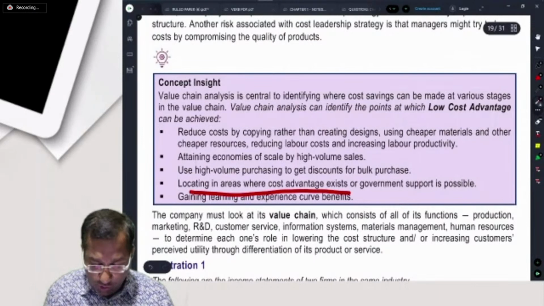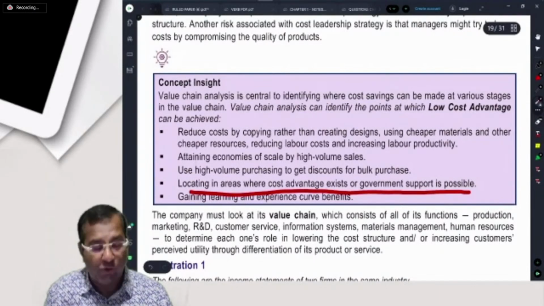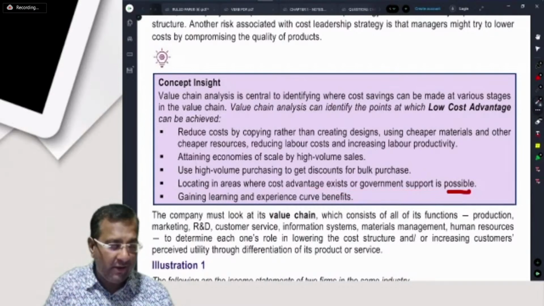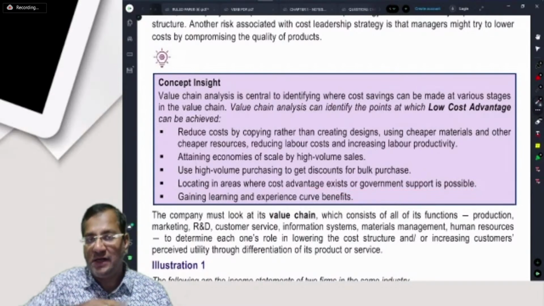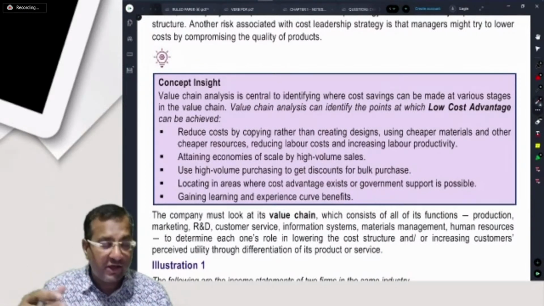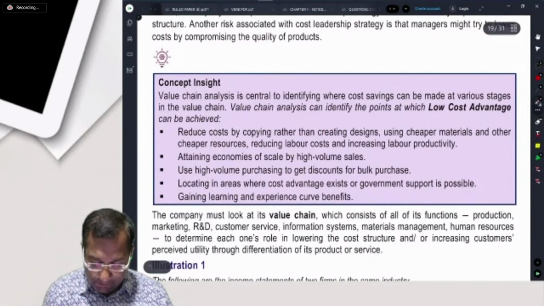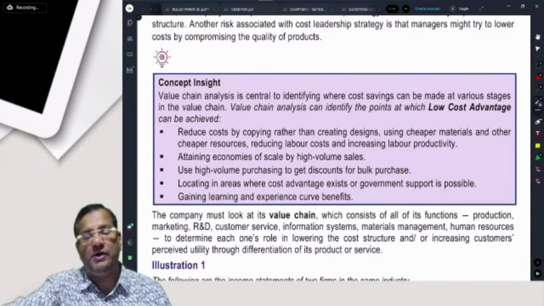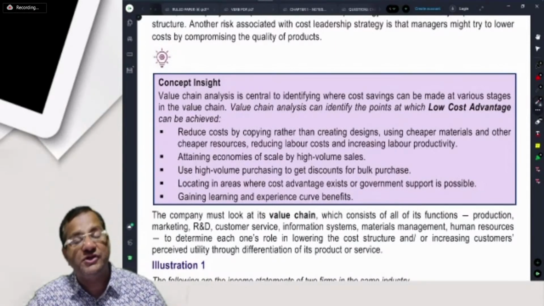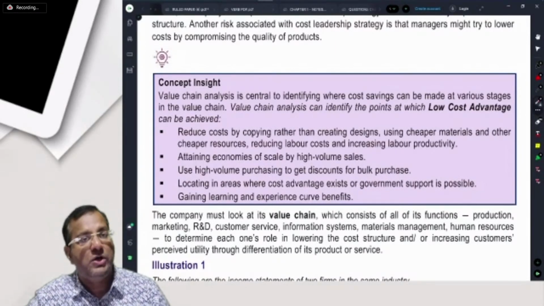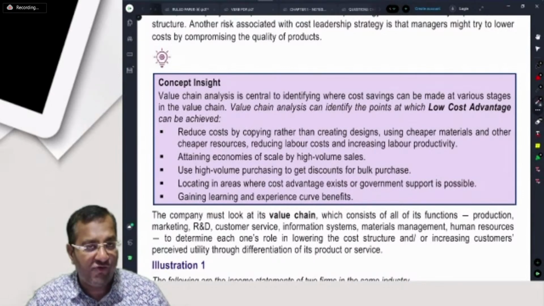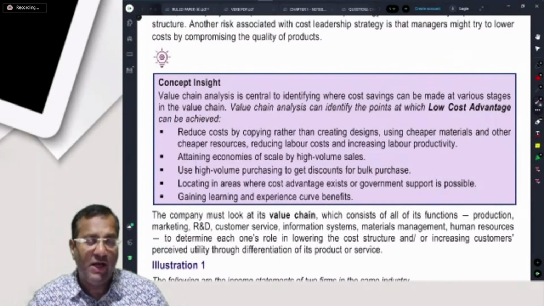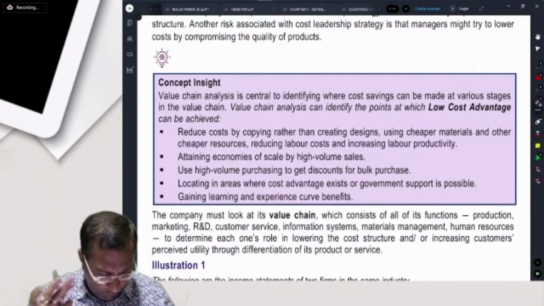Locate in an area where cost advantage exists or government support is possible. Suppose I am the manufacturer of sugar. So better my factory should be located near the farms of the sugar cane so that the transportation cost can be lower. There are many government schemes which promote that if you establish an industry in a particular area, you will be provided a concessional rate on the allotment of land. You will be given a concessional rate of electricity, and different government incentives will be provided if the industry is located in the area specified by the government.